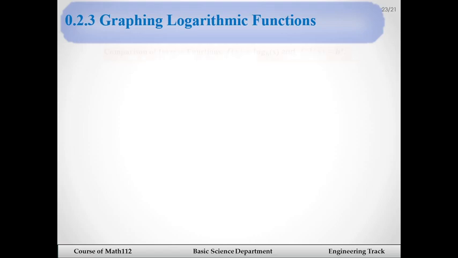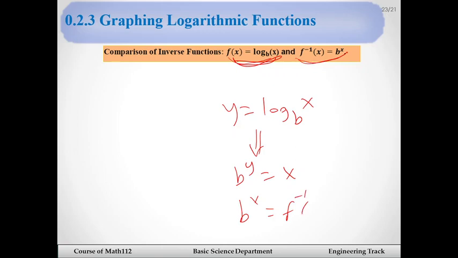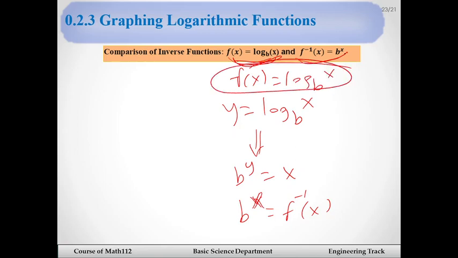Graphing logarithmic functions. As we said, these are the inverses of each other. I can show you that. y equals log base b of x. When you convert this, it becomes b to the y equals x, then change y with x, and x with f inverse of x. So as you see, this function has its inverse as b to the x.